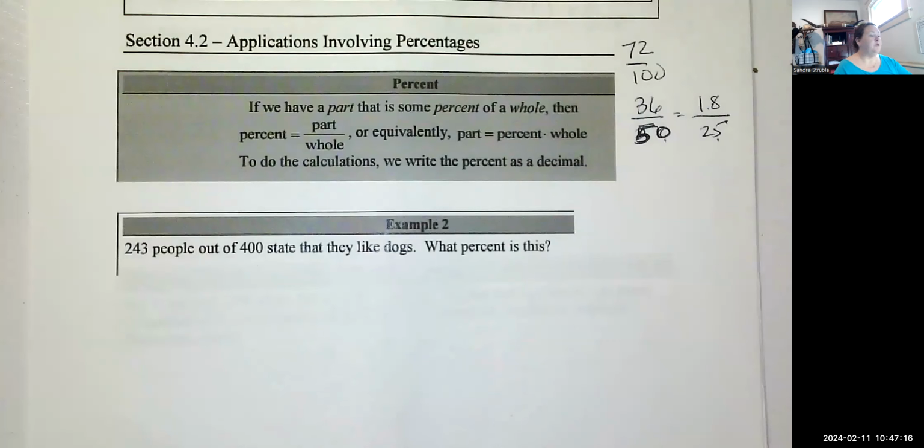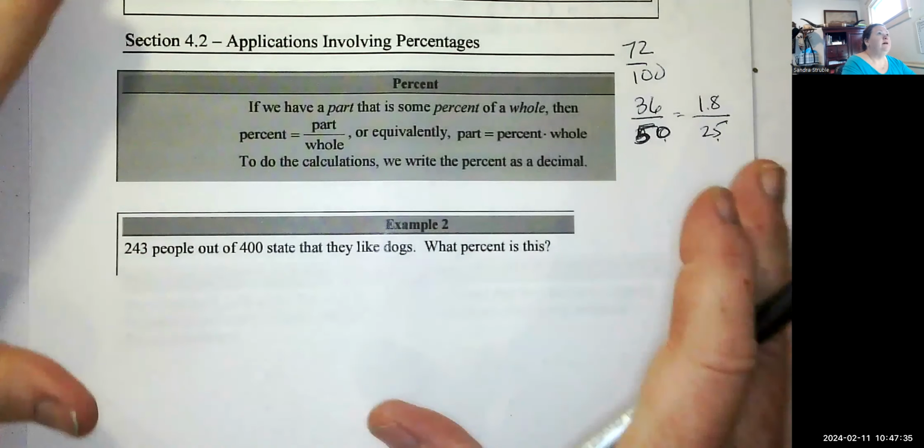All right, that was 4.1. 4.2 is applications involving percentages. So applications means we're going to be dealing with word problems at this point. Remember, there's 3 things I look for in a word problem: a complete sentence, correct rounding, and correct units. So be very careful with this.